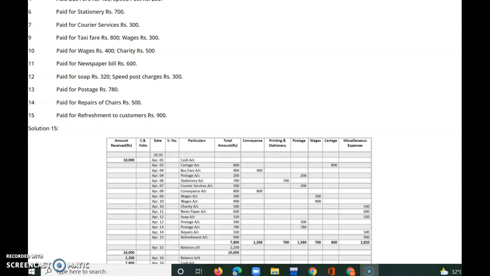Then paid for newspaper bill rupees 600 to be treated as the miscellaneous expenses 600.